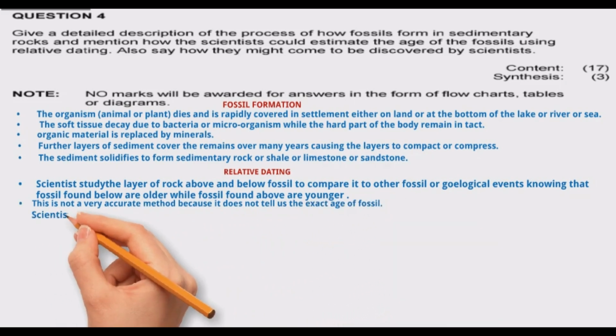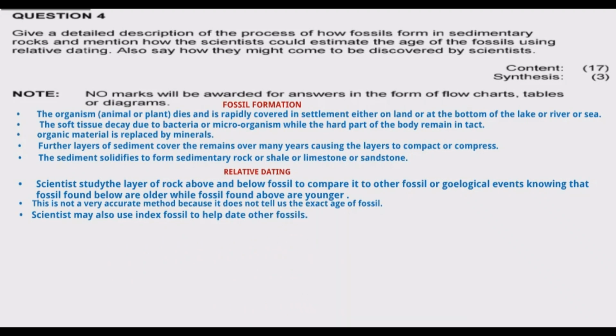Scientists may also use index fossils to help date other fossils. So that is the other method that is being used. Once I've done that, then we go to the third part, which is how the fossil becomes discovered.